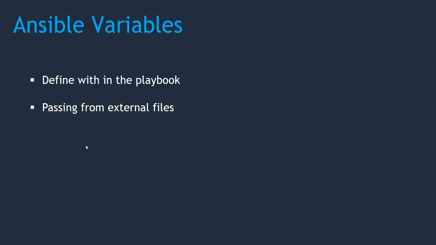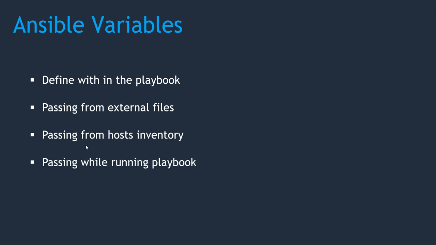Then passing from external files means we can define Ansible variables in an external file and call it in our playbook by referring to that variable file. Passing from host inventory: we have created host inventory, right? Even there we can define Ansible variables. And passing while running the playbook: while running our Ansible playbook, we can still pass the variables. Using group vars or host vars and so on. We can use group vars and host vars while we are using Ansible roles. So these are the widely used, quite commonly used ways of using variables.